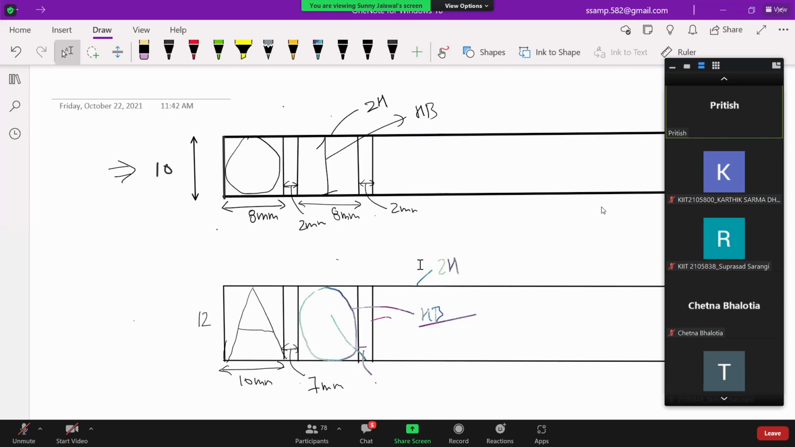Right now we don't have a 2H or HB pencil. Sir, I have only an HB pencil. Is it fine if we do it only for today with HB? Okay, you can do that. Take a picture of this one first. Have you taken it? Yes, sir.